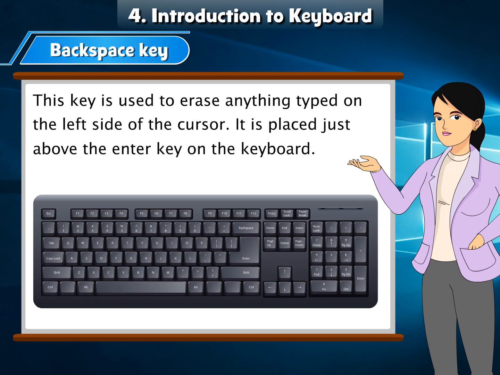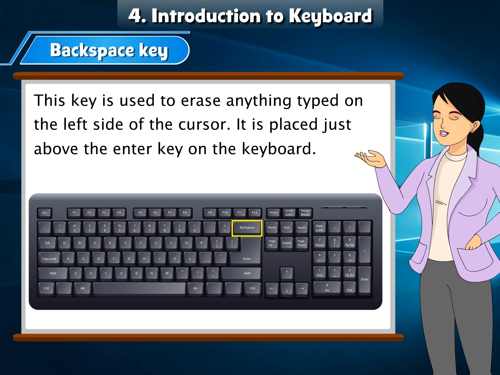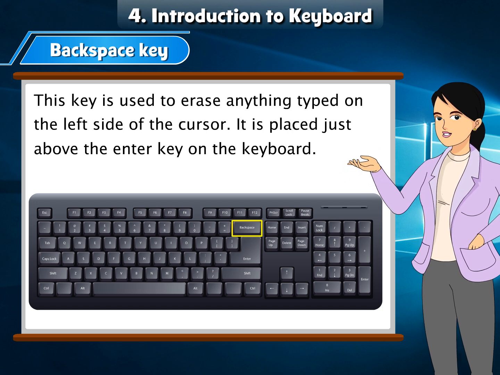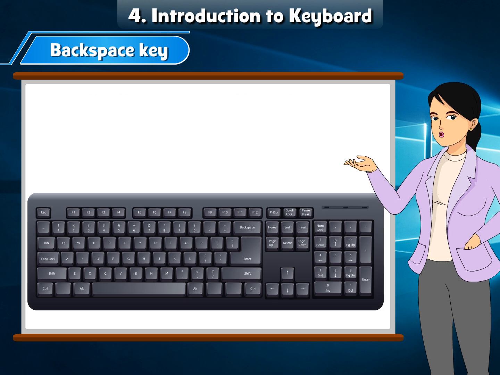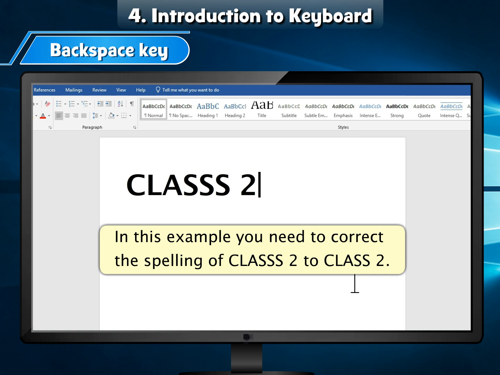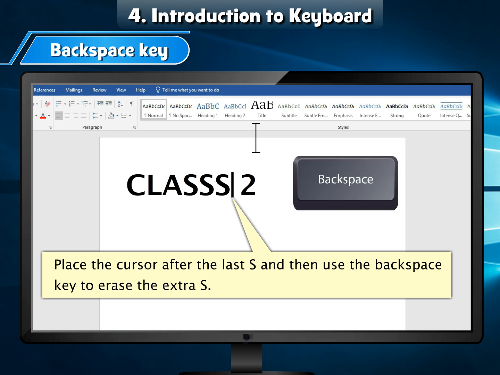Backspace key. This key is used to erase anything typed on the left side of the cursor. It is placed just above the enter key on the keyboard. In this example, you need to correct the spelling of class to class. Place the cursor after the last S and then use the backspace key to erase the extra S.